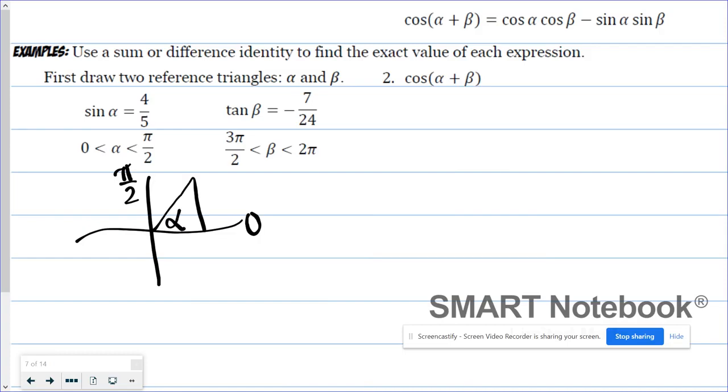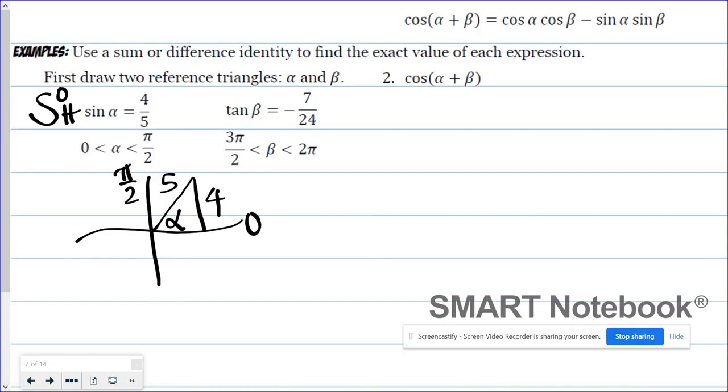And they gave me sine. Remember, sine is the opposite over the hypotenuse. So I'm going to have opposite and hypotenuse. And then I'm going to use Pythagorean theorem to find the third side. And I'll do that in a second.